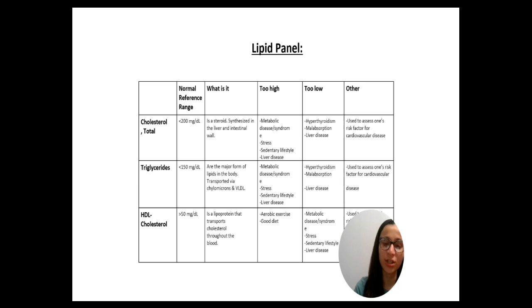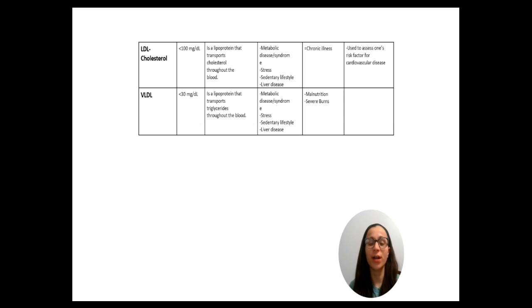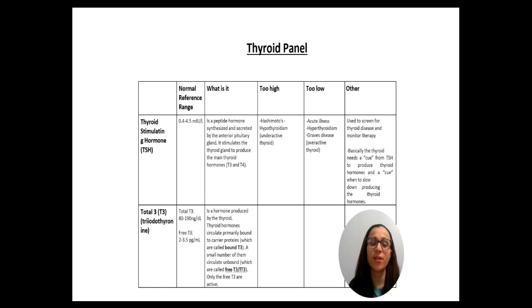The higher your HDL, the lower your cardiovascular risks, as opposed to the cholesterol, triglycerides, and LDL, the higher it is, you have more risk for cardiovascular disease. So your LDL is also a lipoprotein that transports cholesterol throughout the body, and the VLDL is a lipoprotein that transports triglycerides throughout the body. If any of them are elevated, they both indicate the same thing: metabolic syndrome, stress, someone doesn't eat right, doesn't exercise, etc. So now we're going to talk about the thyroid hormone.